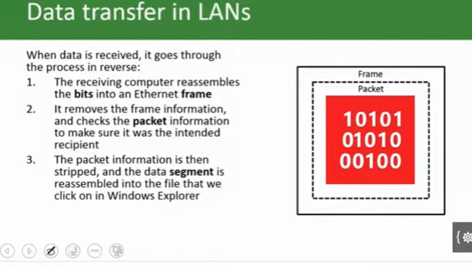All right, of course, when data is received by a device like your cell phone, it goes through the reverse process. So what happens is that the receiving computer is going to go ahead and take all those bits. It's going to reassemble the Ethernet frame. It's going to strip that physical addressing information, and then it's going to strip the logical addressing information known as the IP address. So it's no longer a packet anymore. It's going to come back into its segment form, and then it's going to be reassembled into the file that we click on in Windows Explorer, which I think is a pretty cool process, and it actually really simplifies the way that data transfer occurs.